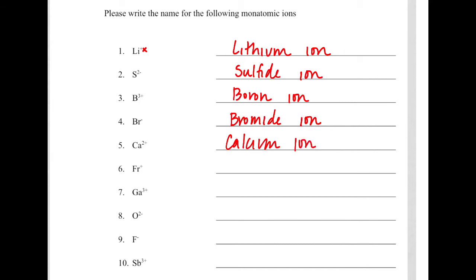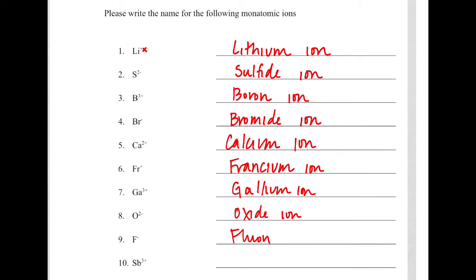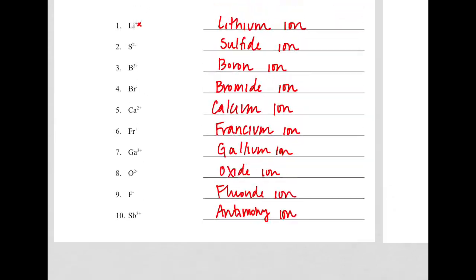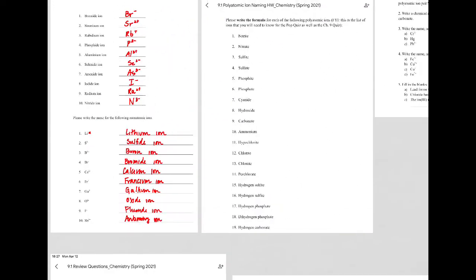The calcium ion. Francium ion. I always misspell this one. Gallium. 2 L's or 1 L? 2 L's. Gallium ion. Oxide ion. Fluoride ion. And the antimony ion. Alright, there we go. Those are our answers for the homework from Tuesday.